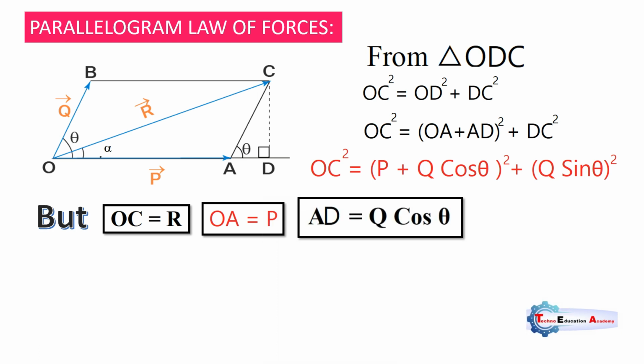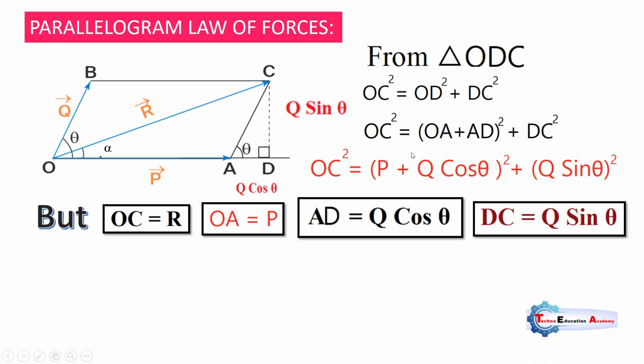Here you can see that the term making an angle with the reference line is called the cos term and the remaining term is called the sin term. So this is Q, OB equals Q, so AC is also Q, and Q makes the angle theta with AD, the reference line. So this term is called Q cos theta and the remaining term is called Q sin theta. So AD equals Q cos theta and DC equals Q sin theta. Now we will put the values of OC, OA, AD and DC in the equation of OC square.